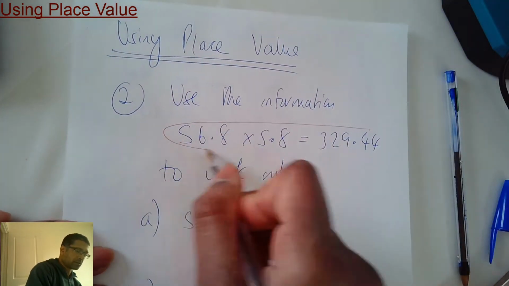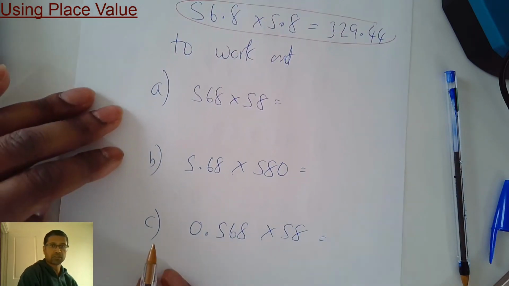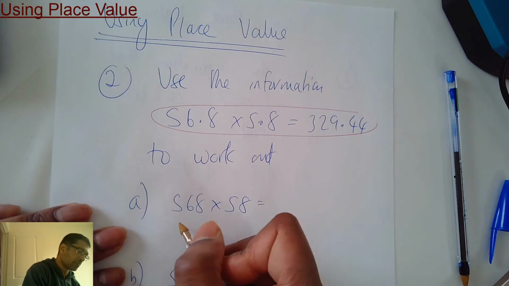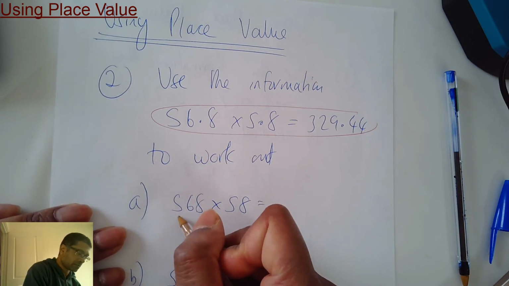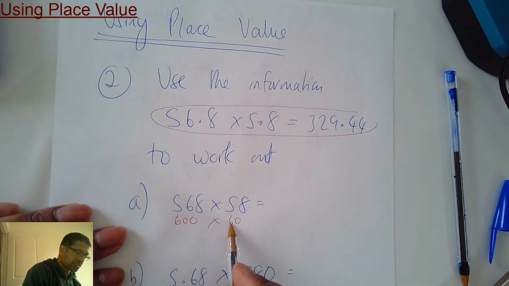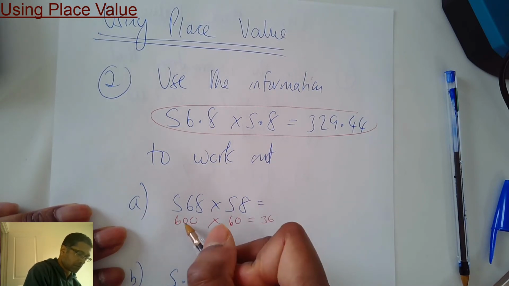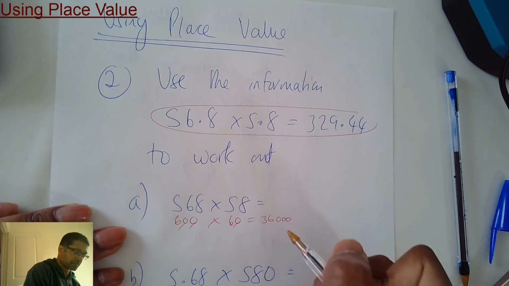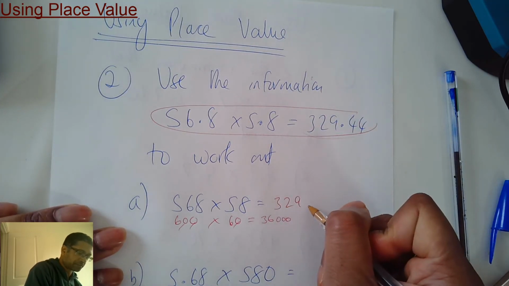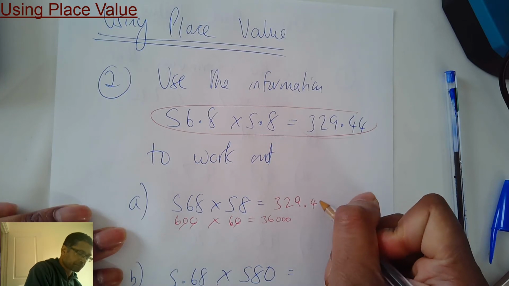Next, using this information, we are going to work out all these questions. So this is around about, it's close to 600, and that's close to 60. 6 times 6 is 36, and you got 1, 2, 3 zeros. Forgot to copy that. There you go, copy that first, and then we'll fix it afterwards.